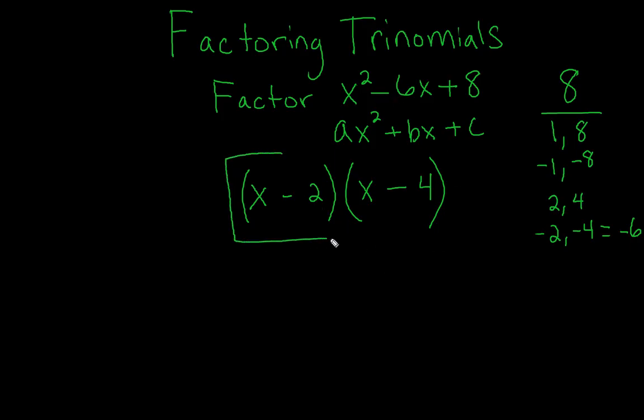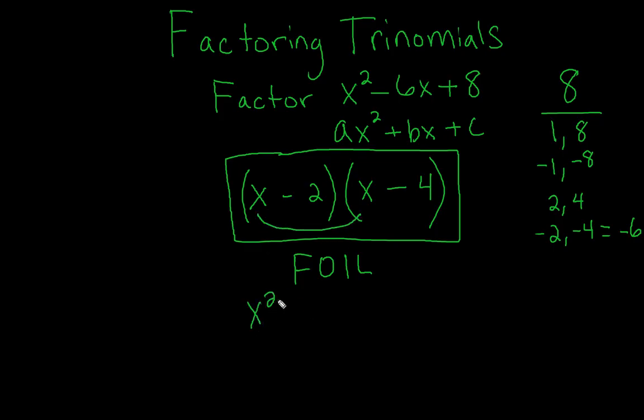So this is what this factor looks like. Okay? And if we want to check to make sure this is right, well, we can just multiply them back out by FOILing or using our distributive property. So when we multiply the first times the first, that gives us x squared. We multiply the outside times the outside, gives us negative 4x. Inside times inside gives us negative 2x. And the last times the last gives us a positive 8.